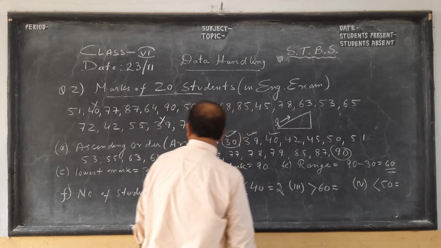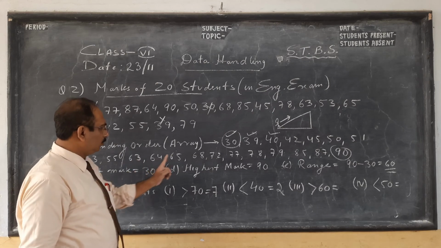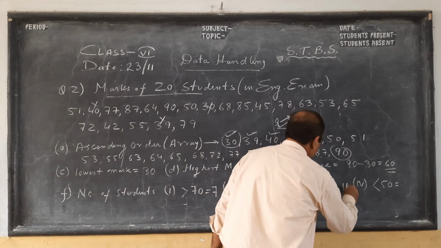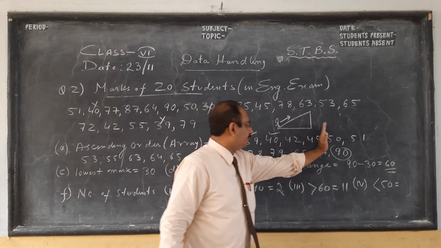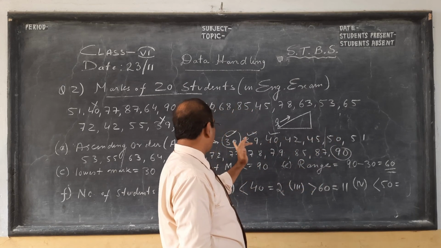More than 60. Here you see more than 60. 1, 2, 3, 4, 5, 6, 7, 8, 9, 10, 11. More than 60 is 11. Less than 50. Less than 50 you come here. Okay, you can draw a line this side. Less than 50 is 1, 2, 3, 4, 5.